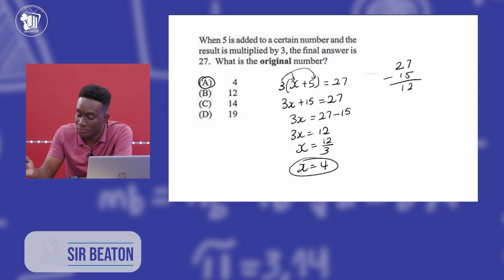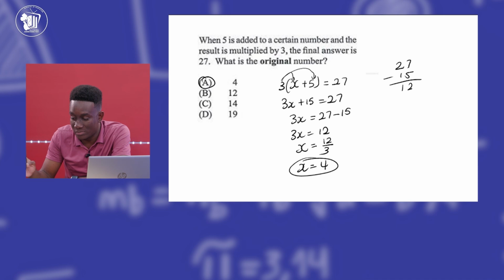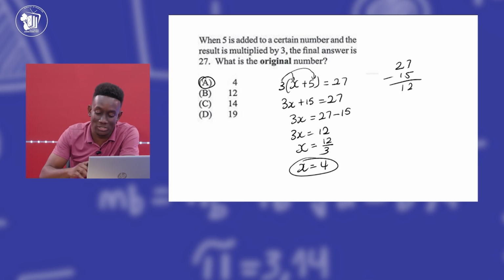And we could think of it, when 5 is added to 4, this will give us 9. The result is multiplied by 3. So 9 times 3 is 27, and that is how we can double check our answer.